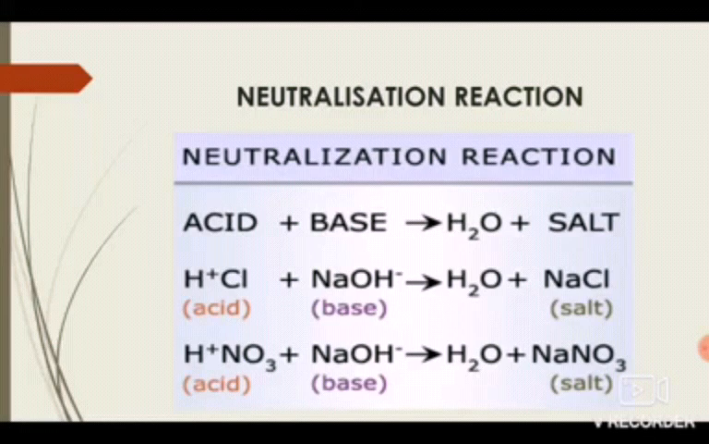See the last reaction. We have an acid again. What is this acid called? It is called nitric acid, HNO3, plus a base, NaOH, the same sodium hydroxide. So when we mix nitric acid, an acid, with sodium hydroxide, which is a base, we get water, H2O, and a salt. What is the name of this salt? It is sodium nitrate.